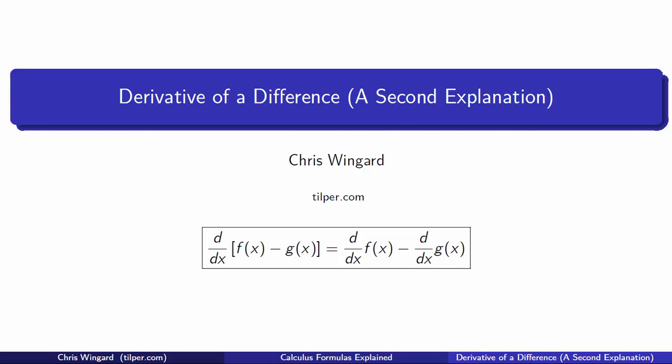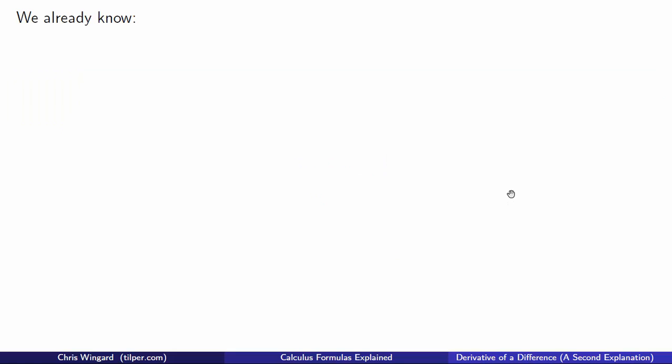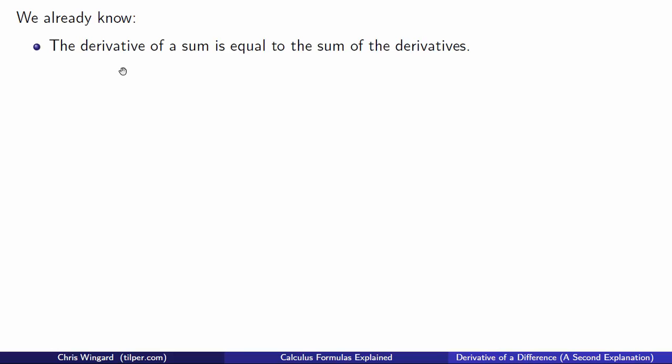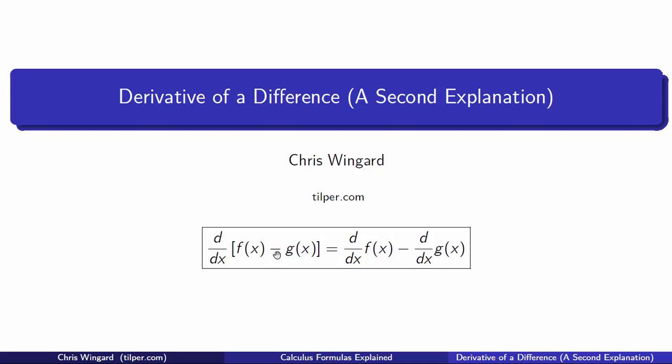So here is another explanation of why the derivative of a difference is equal to the difference of the derivatives. We already know a couple things here. We already know that the derivative of a sum is equal to the sum of the derivatives. In other words, the same exact formula here, but with plus instead of minus. We know that's true from an earlier video.